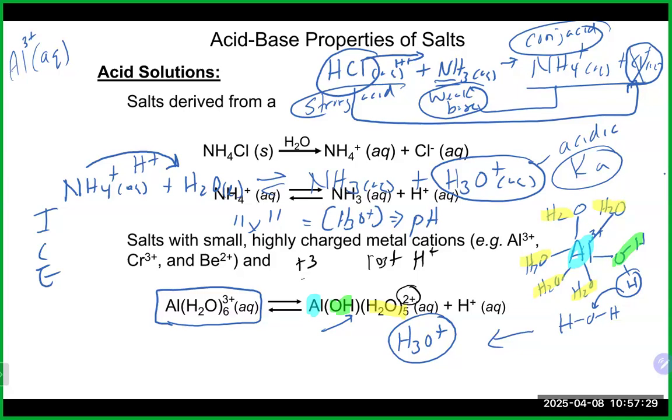Any question on that? So a lot of transition metals, +2s, +3s, large charges can do this, where one of the waters that's attached to it as a ligand, a Lewis base, will lose a hydrogen and produce H3O plus. Any questions on that there?